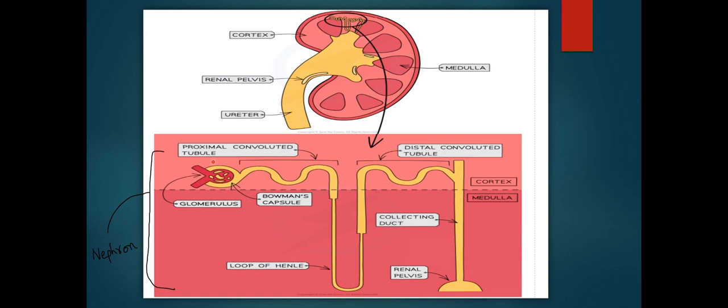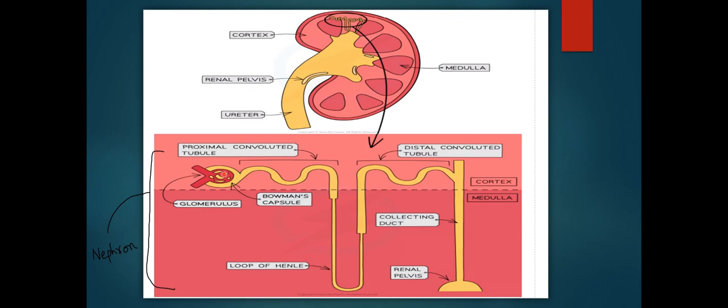This is the Bowman's capsule. This is a capsule type structure, you guys can see here, right? So this is called the Bowman's capsule. There are a lot of vessels inside it, blood vessels. Sorry, I shouldn't say veins. These small vessels you guys can see are called the glomerulus. It's like a globular, circular structure, so it's called glomerulus. And outside the glomerulus is the Bowman's capsule.